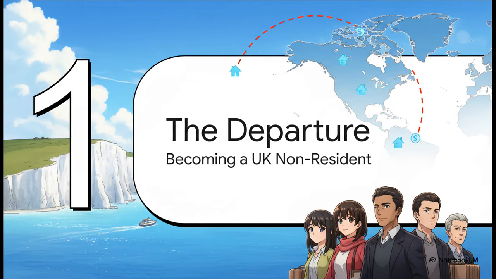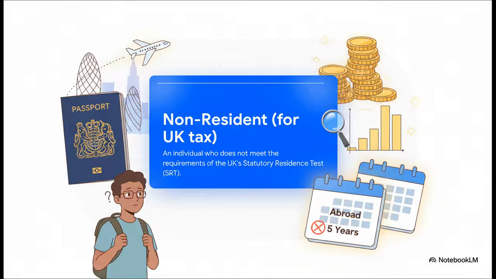You see, the very first thing Alex needs to figure out is his official status. And, well, it's not as simple as just hopping on a plane. The UK tax system has a very specific and kind of complex set of rules to figure out if you're a resident or a non-resident for tax purposes. And this right here is the key to everything, the statutory residence test, or the SRT.